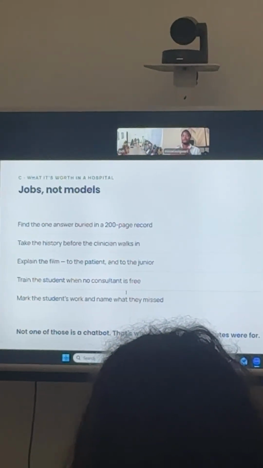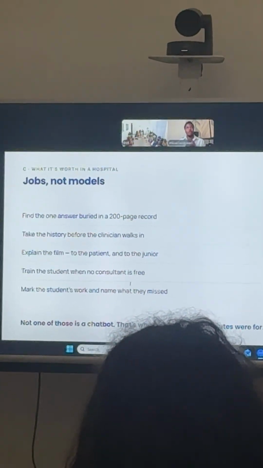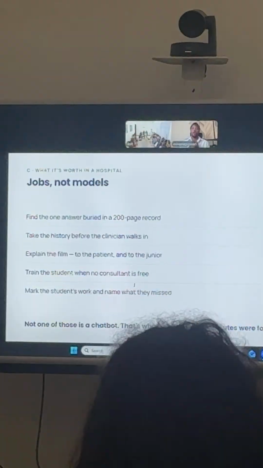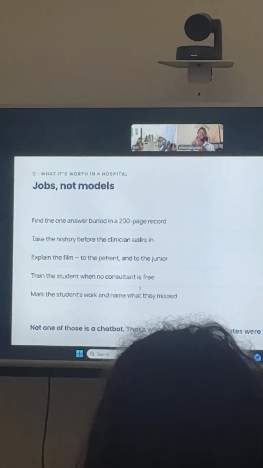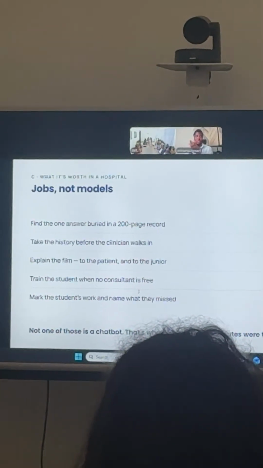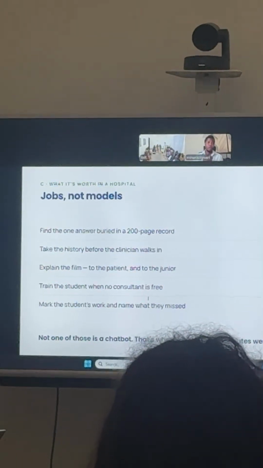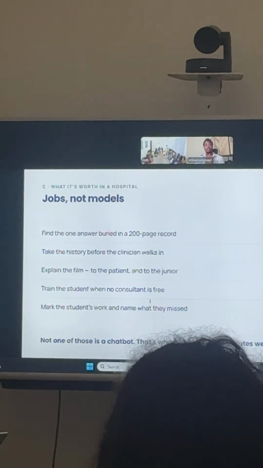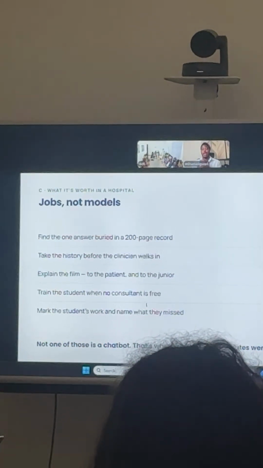So these are just 5 thoughts that I came up with off the top of my head. You need to find the one answer, let's say from very strong patient records. You will be able to take history from the machine result. You will be able to explain the findings to the patient or to the tutor. You need to be able to train the students, and not just the students, to work and name what they say.